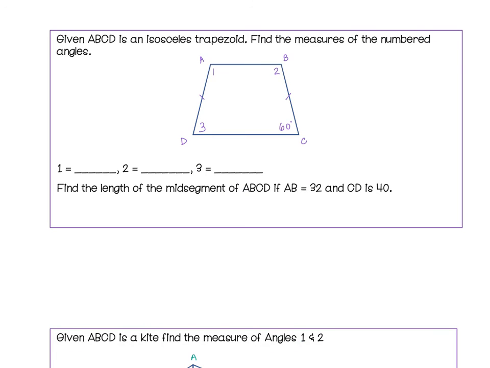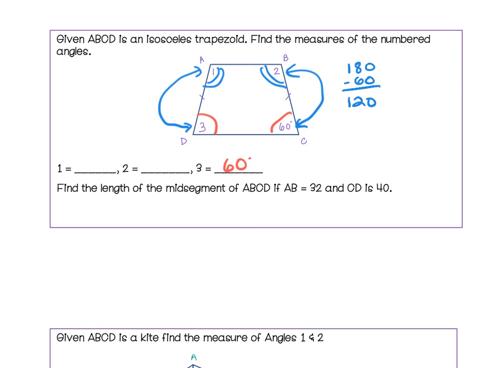This one is an isosceles trapezoid, right? Isosceles trapezoid means base angles are congruent. Base angles are congruent, consecutives are supplementary. So 3 is going to equal 60. And then these are supplementary, and these are congruent. So once you get 1 or 2, you don't need to do the other one. It's the same. If I do 180 minus 60, I get 120. Angle 2 is 120, and angle 2 and 1 are the same. So that's also 120. That's it.